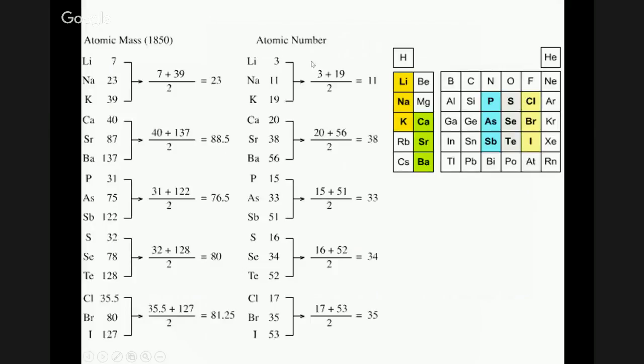Right, so again, this is just another way of showing it. These are Döbereiner's triads. You can see lithium, sodium, potassium are together. You can see calcium, strontium, and barium. Phosphorus, arsenic, and SB.